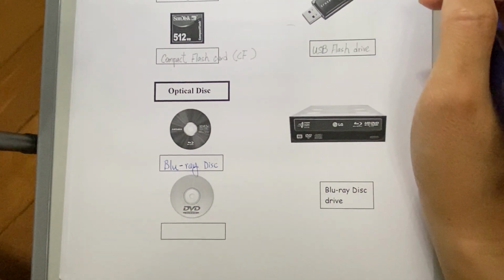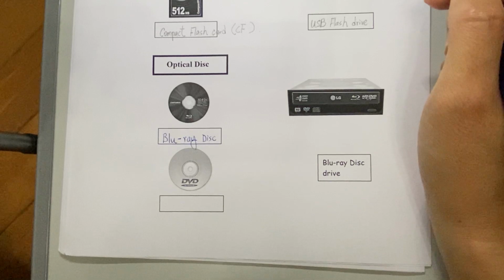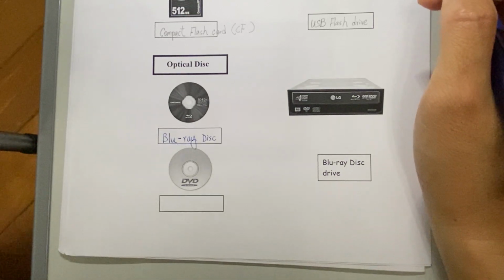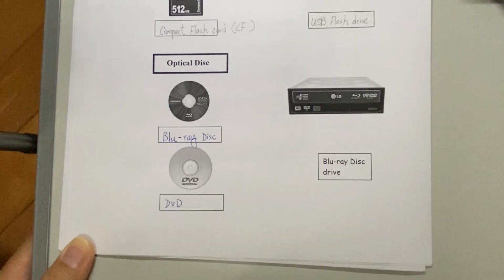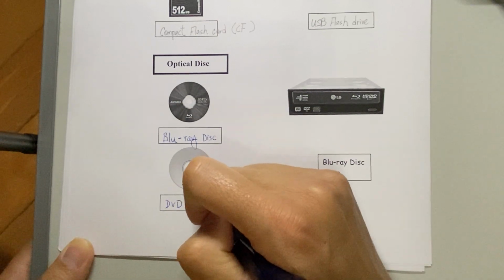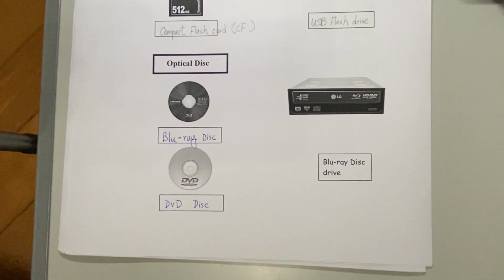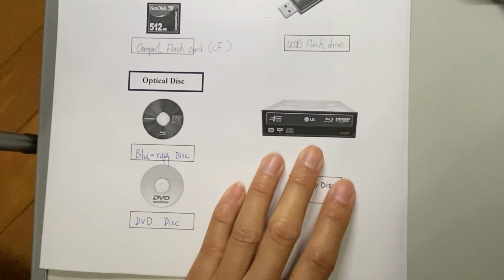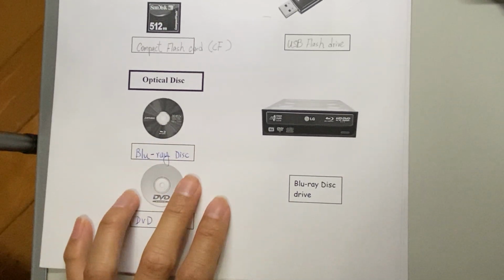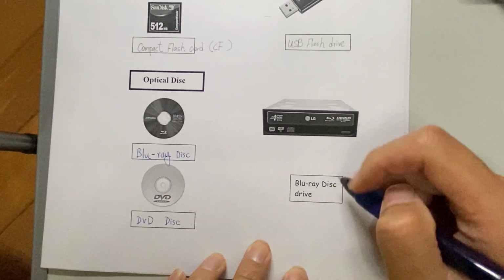So this is called Blu-ray disc. And if you like computers, maybe in your primary school, nowadays you can still see this. You have another type of optical disc. It is called DVD. This is a DVD disc. And of course, if you want to read this optical disc, you need an optical drive. So don't mix that up. This is disc. This is drive. So if you want to read the Blu-ray disc, you need a Blu-ray disc drive.